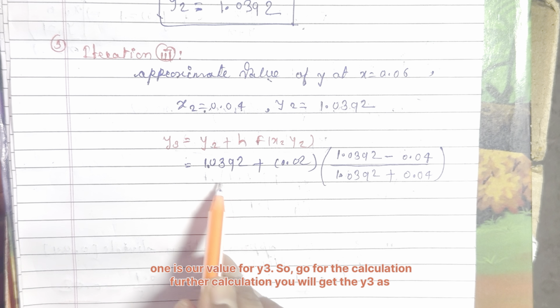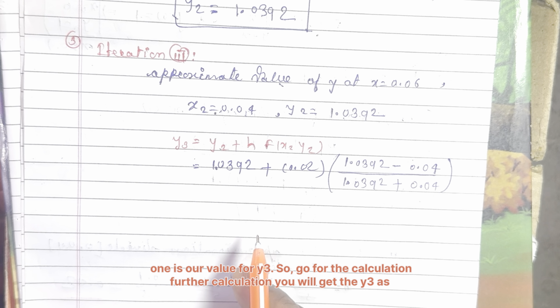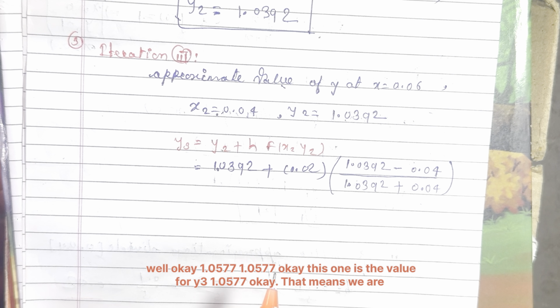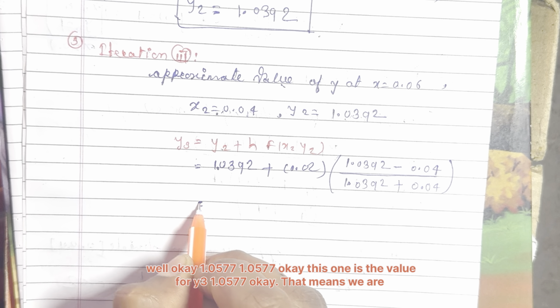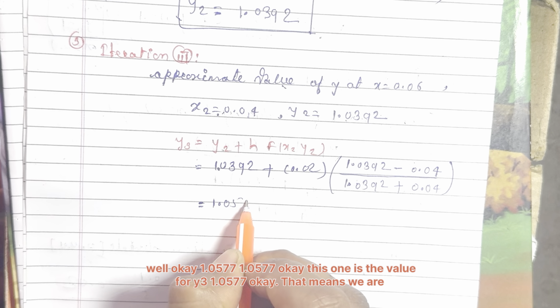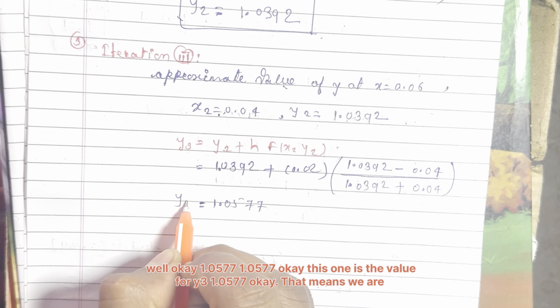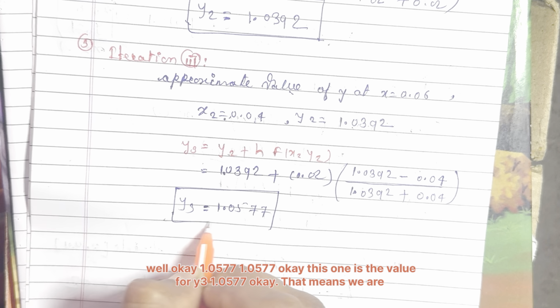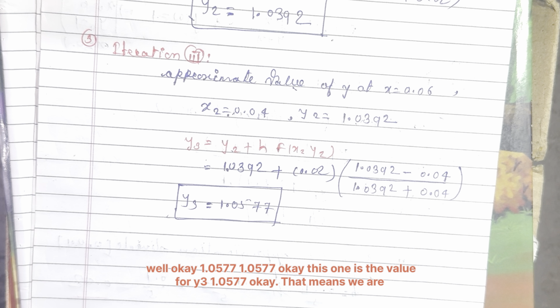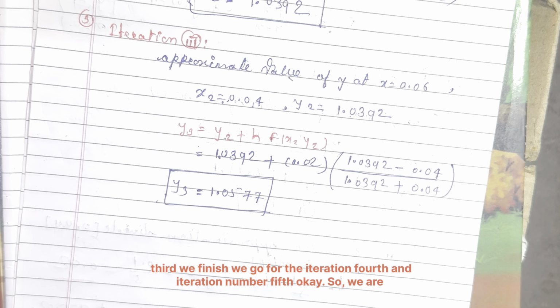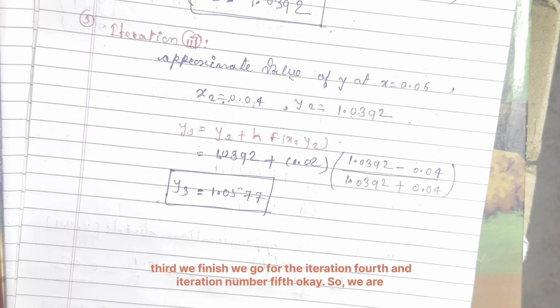So go for the further calculation. You will get y3 as 1.0577. This is the value for y3. We are taking 5 approximations, which means you have to take 5 iterations. So iteration third we finish, and we go for iteration fourth and iteration fifth, the remaining 2 iterations.